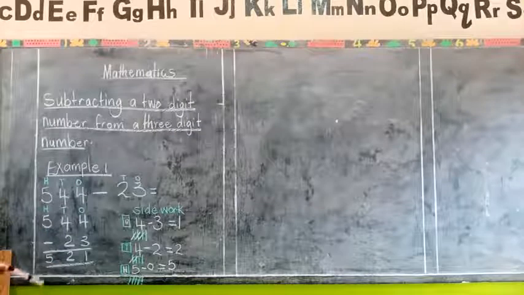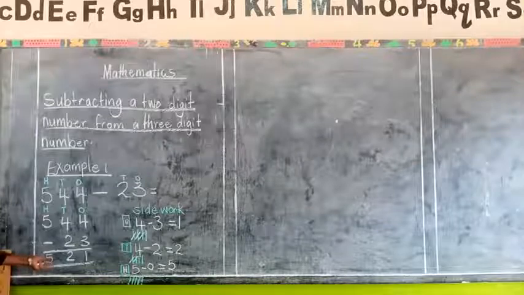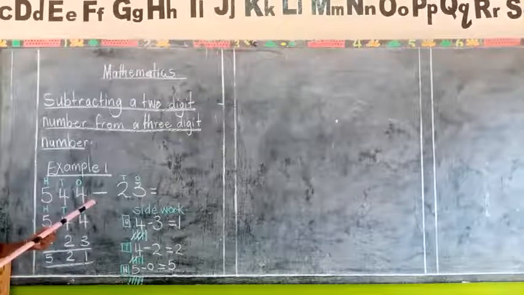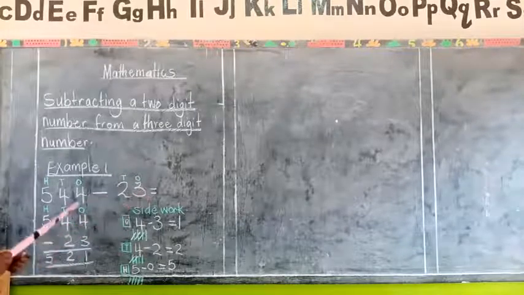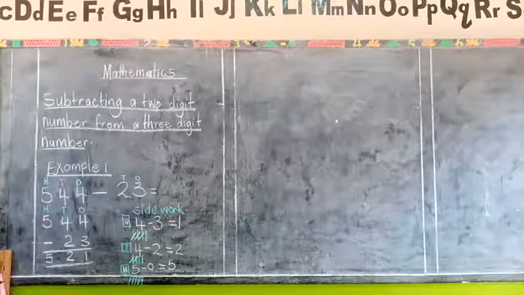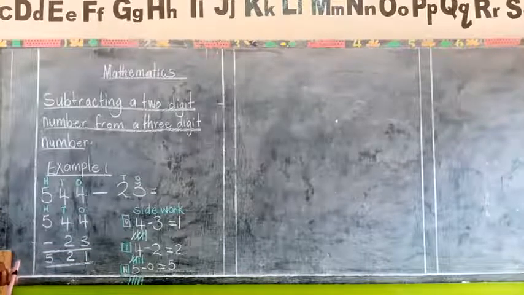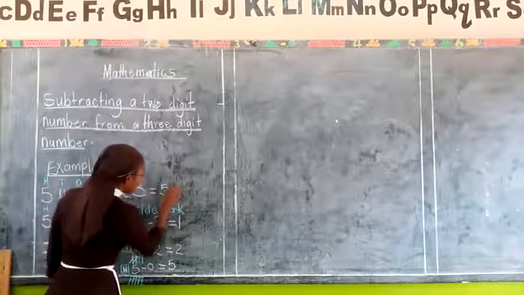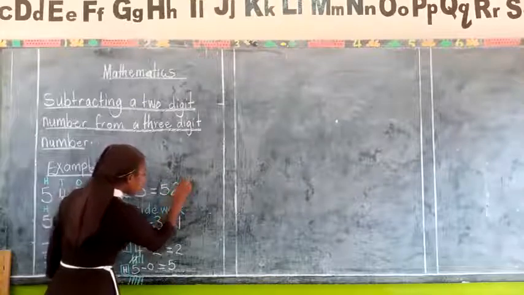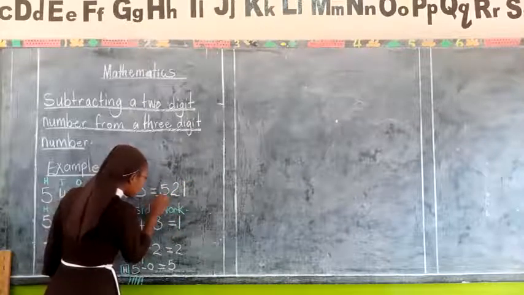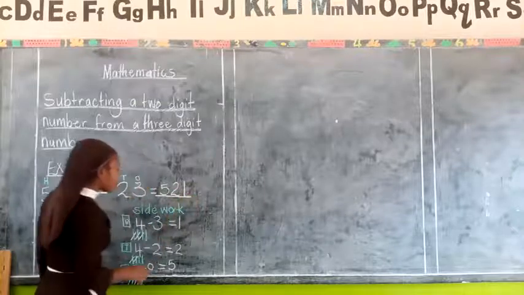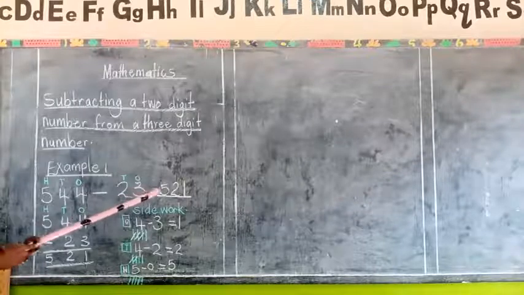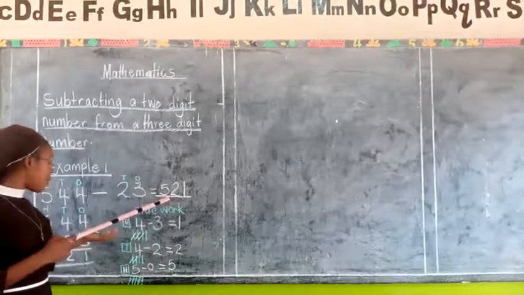5 is our answer. As we have finished showing our working here, we come back to our question which was given to us. 544 take away 23. We shall get our answer as 521. We come here and write 521. After that, we underline our answer. By doing this, we will have finished answering the question.